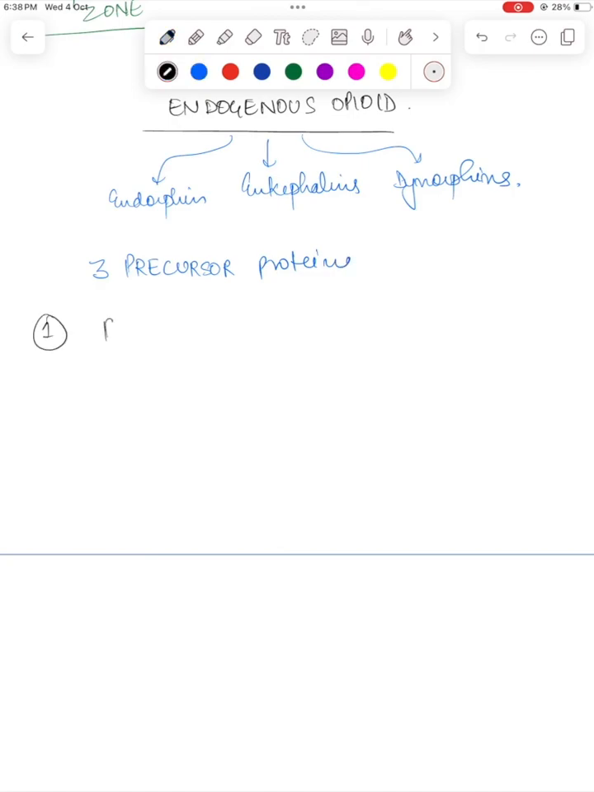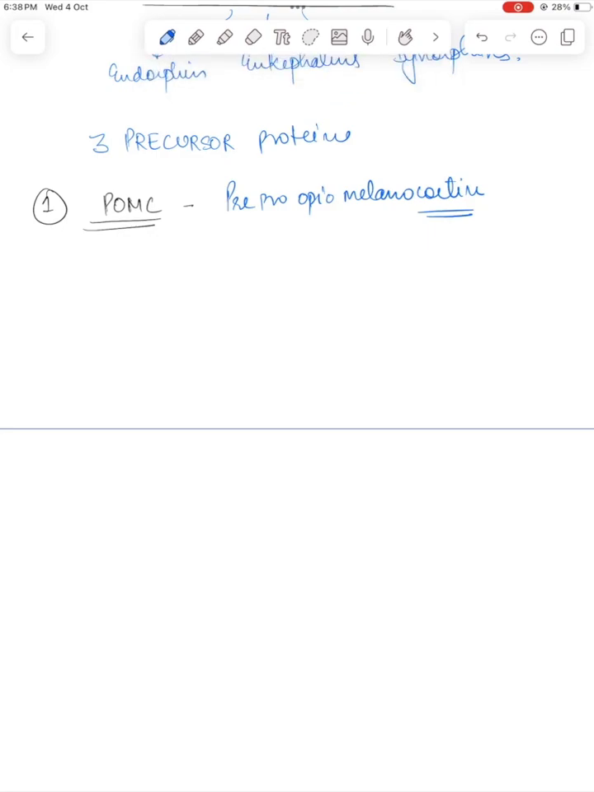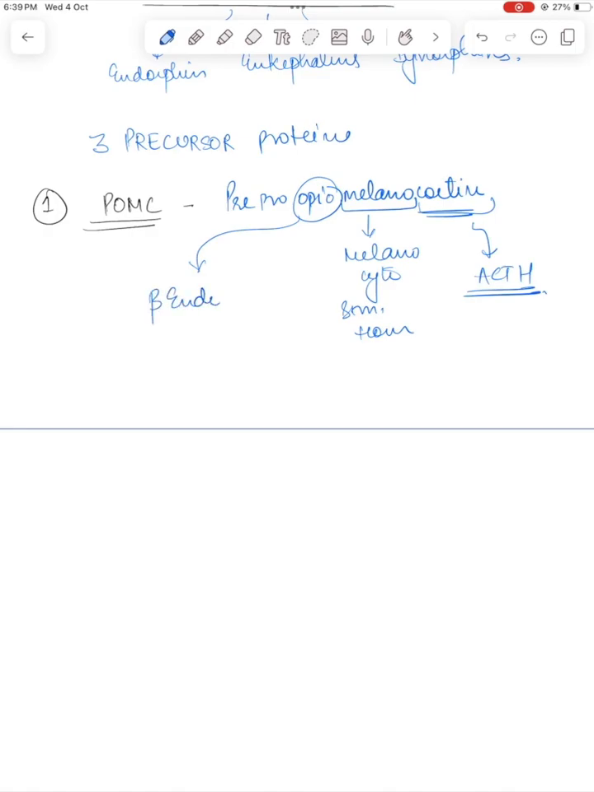The first is the pre-pro-opiomelanocortin, right? So, pre-pro-opiomelanocortin. As the name suggests, it not only is responsible for the production of endorphins or endogenous opioid peptides, as suggested by opio, it is also responsible for the production of melanocyte stimulating hormone, and ACTH. And naturally, the most important endogenous opioid that it produces would be beta endorphin.